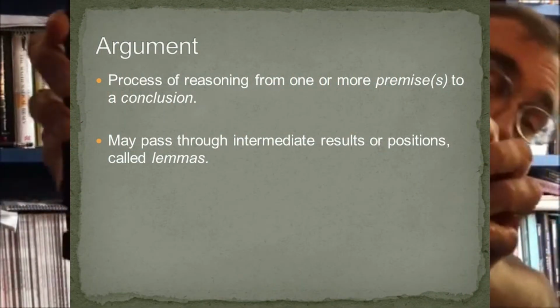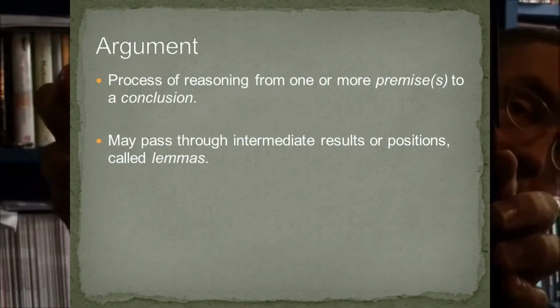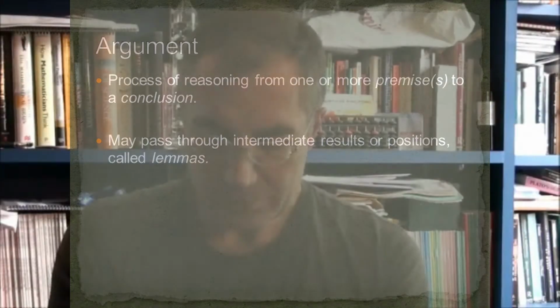So here is the first one. So an argument is a process of reasoning from one or more premises to a conclusion. And the question for us as logicians then is whether it's a process that you ought to follow. That's to say, whether from these premises you can reasonably derive that conclusion, whether the premises make it likely that the conclusion is true.